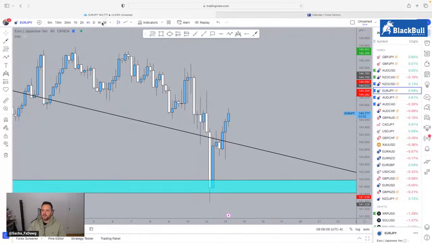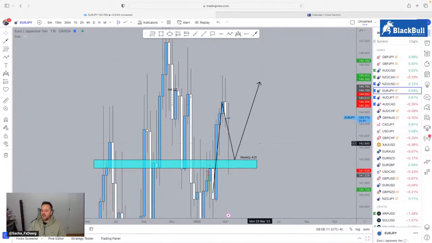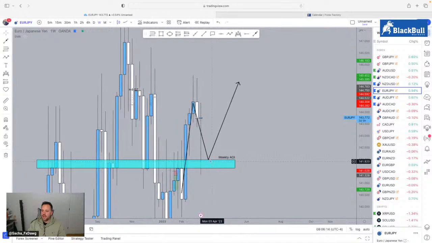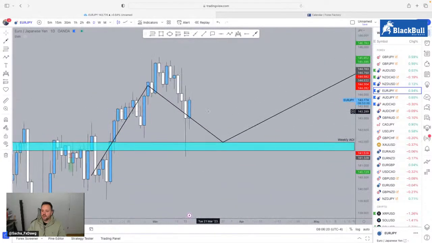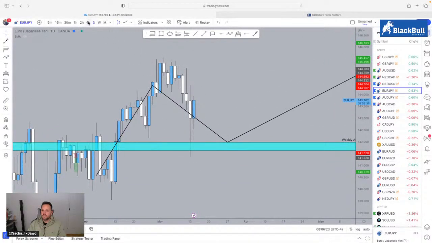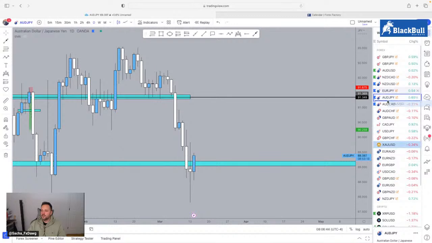EURJPY. Let's see here. I was waiting for the pullback here, which happened. And now if you look at the daily, we had the retest. But the daily is now bearish. So now it's gonna take more time because I need the daily to flip bullish, right? So it might take a couple of days extra. So I'm not gonna talk about EURJPY yet. Actually, EURJPY should be under here.